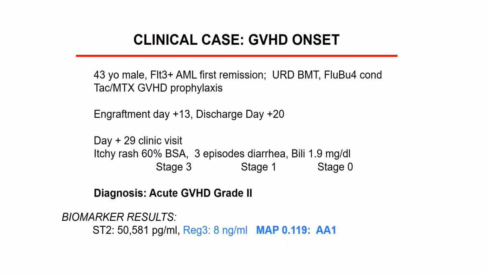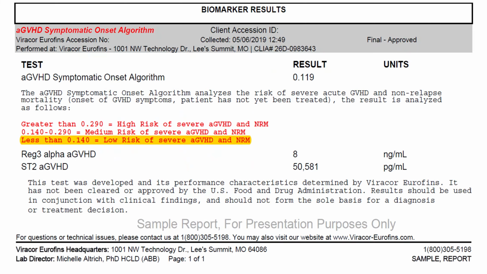So if we send biomarker results now, what we see is that his ST2 is higher, but his REG3 is still very low at only 8 nanograms per ml. So his MAP is 0.119. That's definitely an Ann Arbor 1. And this is what the biomarker results would look like for this patient, because you now see it's the acute GVHD symptomatic onset algorithm, where they give you the numbers for the high risk, the intermediate risk, and the low risk. And he has this result of 0.119.